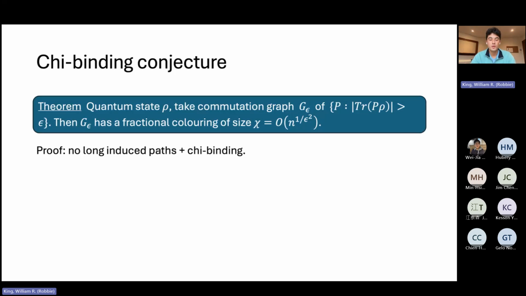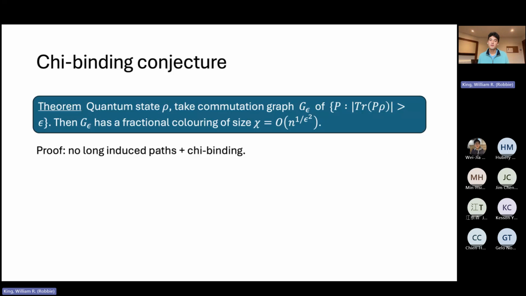So suppose you have a quantum state rho, and you take the commutation graph of the Paulis that are large on this quantum state. We can write this as G sub epsilon. And this is a graph that corresponds to the state. So if I have a different state, I would have a different graph. We were able to show that this graph should have a fractional coloring of size n to the 1 over epsilon squared. Now, why is this not trivial?